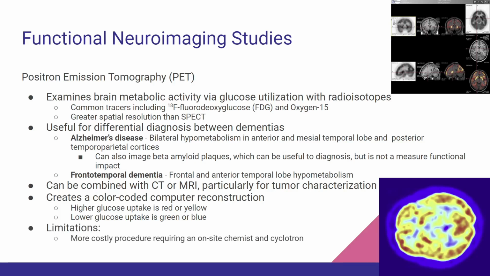There are some limitations to PET imaging, predominantly that it's a much more costly procedure than SPECT, and it typically requires an on-site chemist and cyclotron to create the tracers that are used during the imaging.